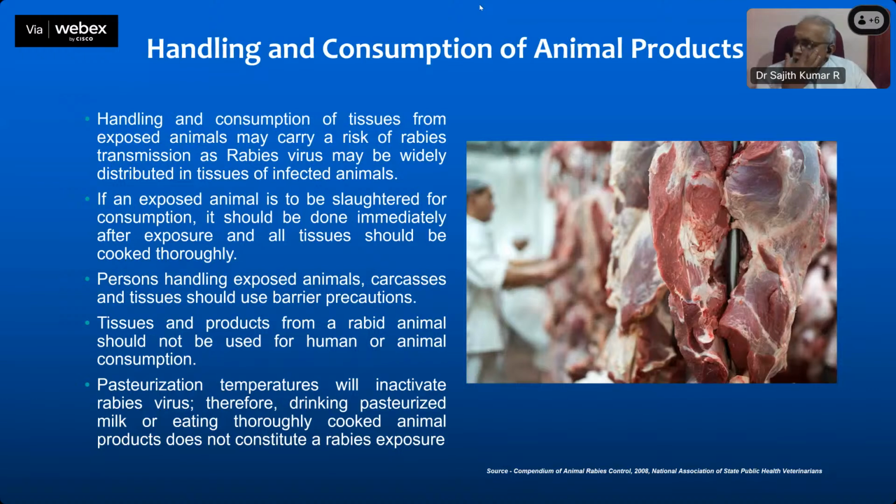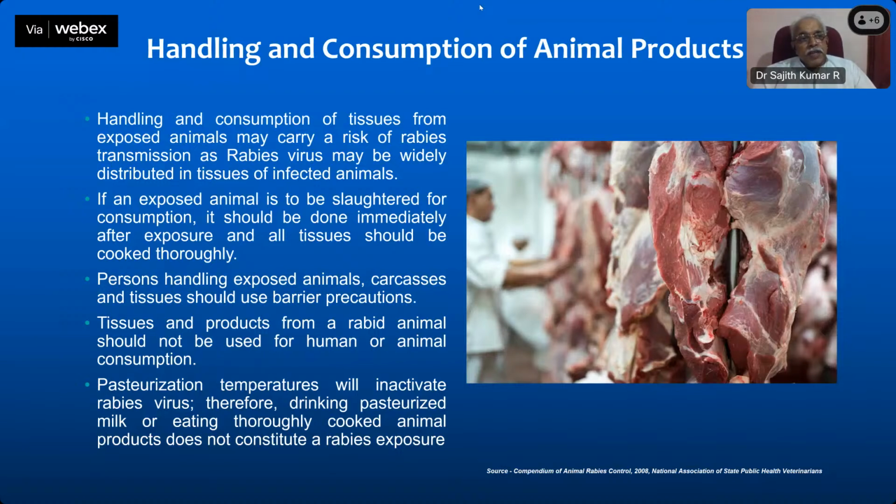One question which usually arises is about the consumption of animal products after rabies. Now, it has been shown that the consumption of milk or meat from even animals who have died of rabies is not that risky, but we do not want to recommend that. But suffice to say that pasteurization or proper cooking destroys the rabies virus in most instances.